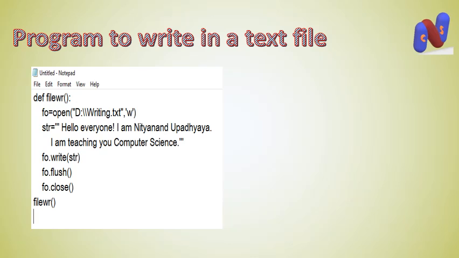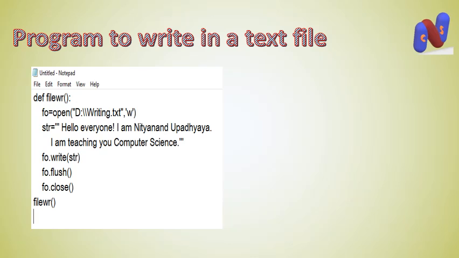After that, a colon sign, then I have written f4. f4 is a file handle or file object which is used to keep the reference of the file on which we have to perform the operation. So f4 equal to open. You can see in the double inverted quotes I have written the path: colon double backslash writing dot txt.